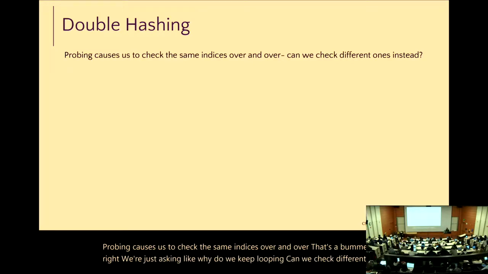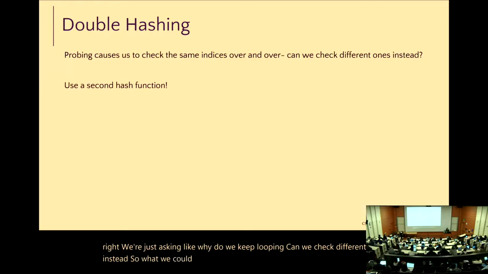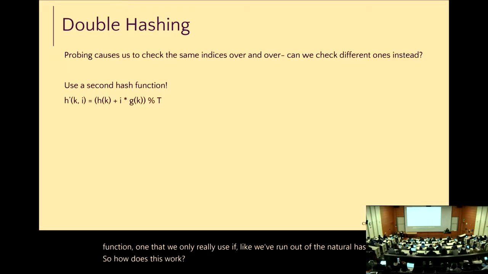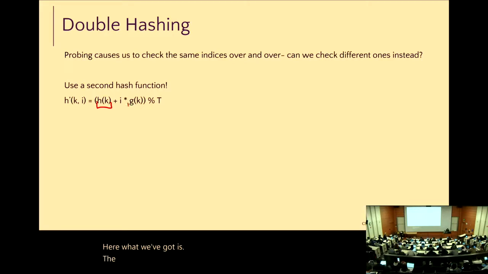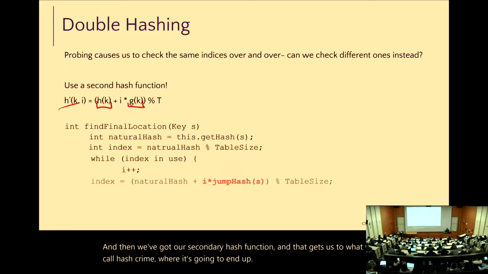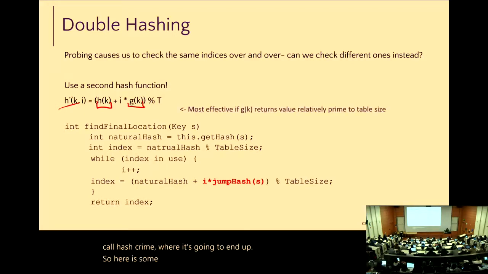So what we could do is we can literally add in a secondary hash function, one that we only really use if we've run out of the natural hashes. So how does this work? Here we've got the natural hash, and then we've got our secondary hash function, and that gets us to what we call hash prime, where it's going to end up.